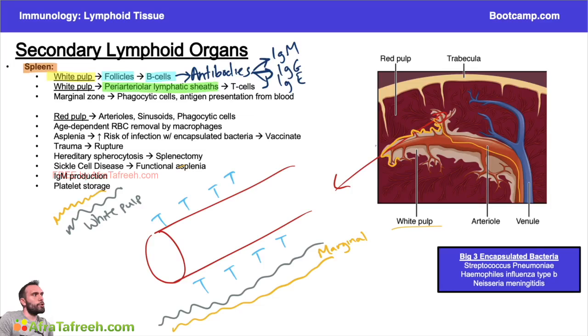Now, for the marginal zone, you just have to remember there are a lot of phagocytic cells there. The antigen presentation from things coming from the blood can happen here. You can have macrophages or antigen presenting cells that can digest bacteria and foreign substances and present these to nearby lymphocytes.